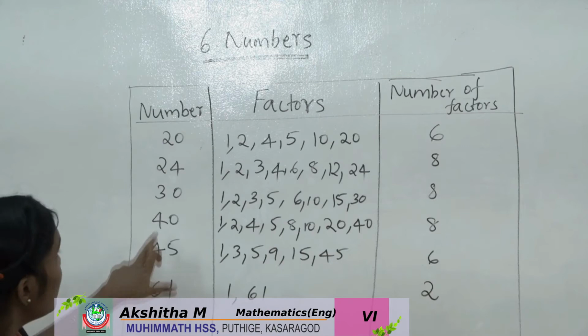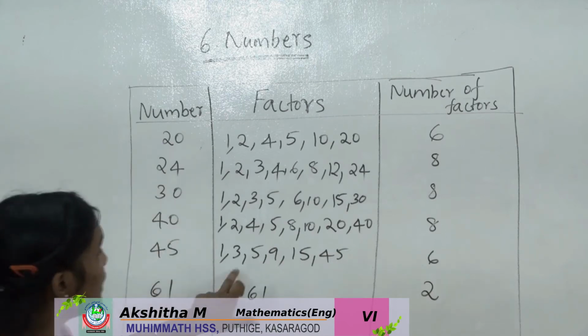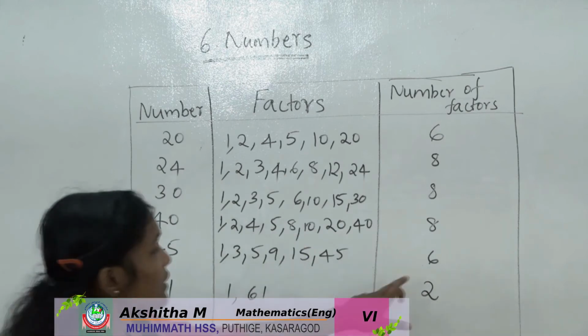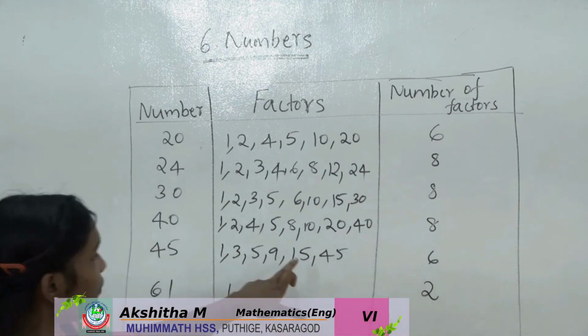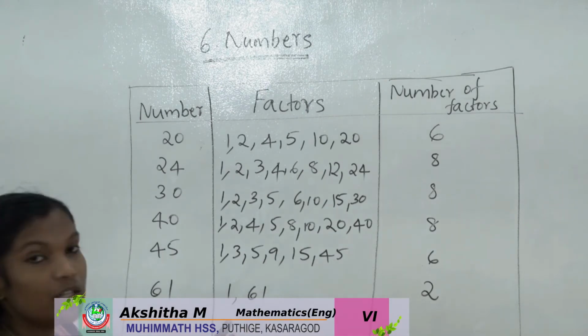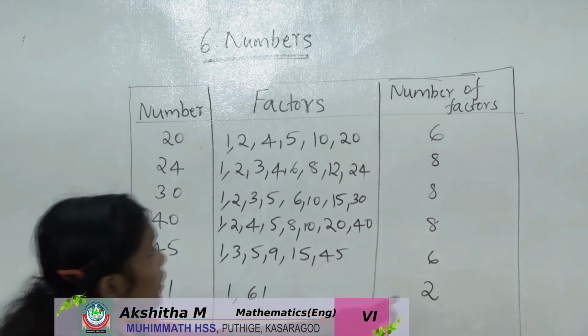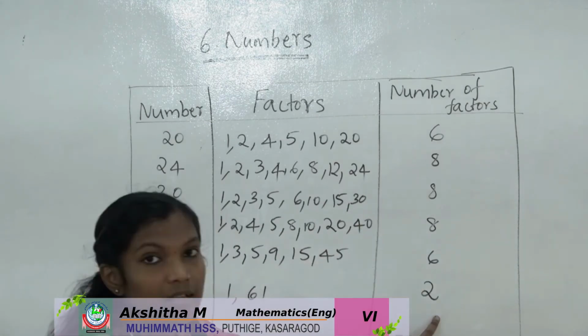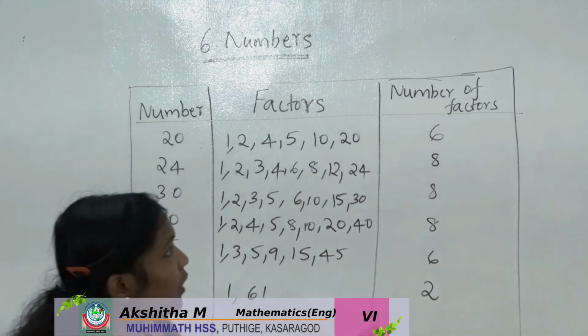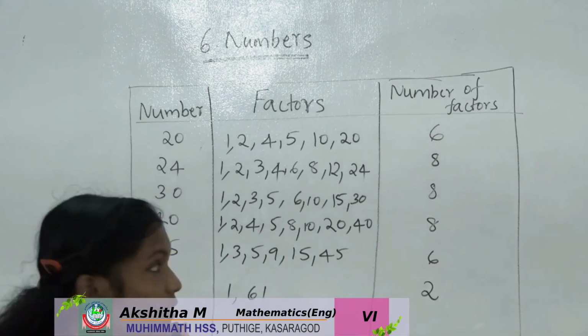Look at the next one, 45: 1, 3, 5, 9, 15, 45. So the number of factors here is 6. Look at the last one, 61. 61 has only 2 factors. So the number of factors here is 2. Is it clear now?